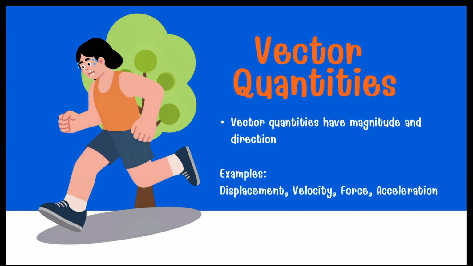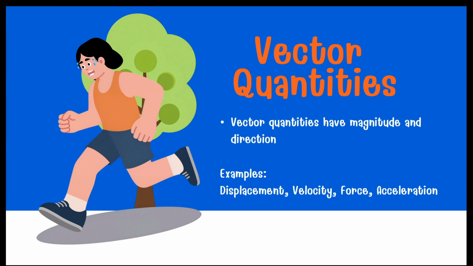Force is another vector quantity. A force of 10 newtons to the right is not the same as a force of 10 newtons to the left. The magnitude is the same, but the direction is different. Acceleration is also a vector quantity because an object accelerates in a particular direction. The key idea is this. Vector quantities have magnitude and direction.